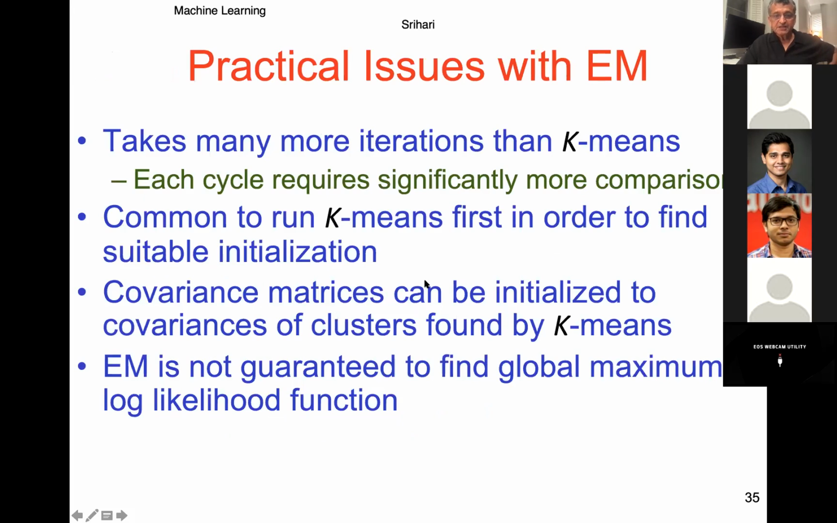So EM takes many more iterations than k-means. It is common to run k-means first in order to find suitable initialization. And covariance matrices can be initialized to the covariance of clusters found by k-means. So they're saying use k-means as the first step, and then use the means found as the initial points, and then the covariance matrices of those. And then you use EM.